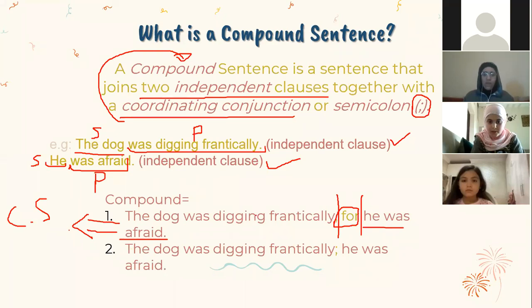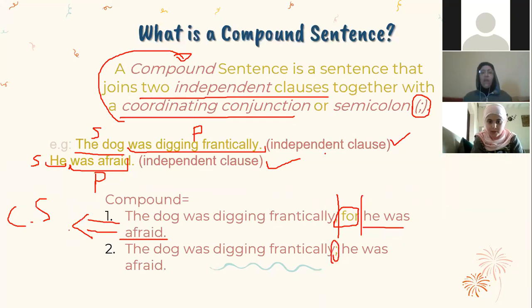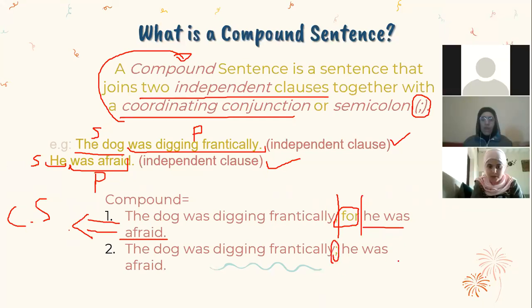Or I have another way to make a compound sentence. The dog was digging frantically, and I added only a semicolon. What did I add? Only a semicolon. Then I added the second independent clause. This is how we can make compound sentences.